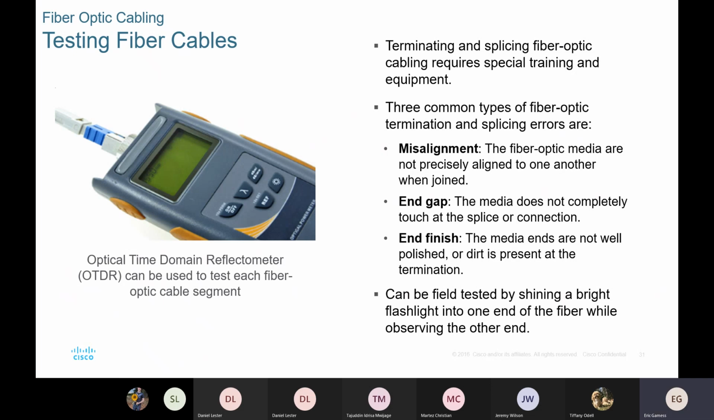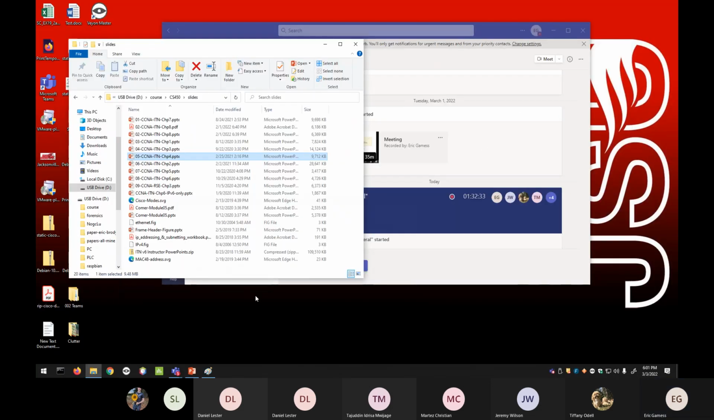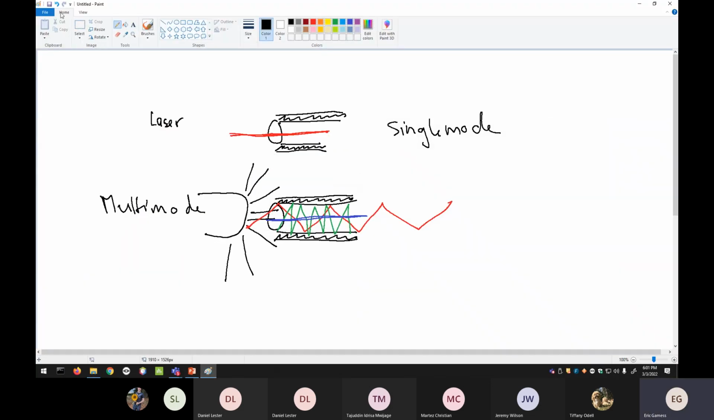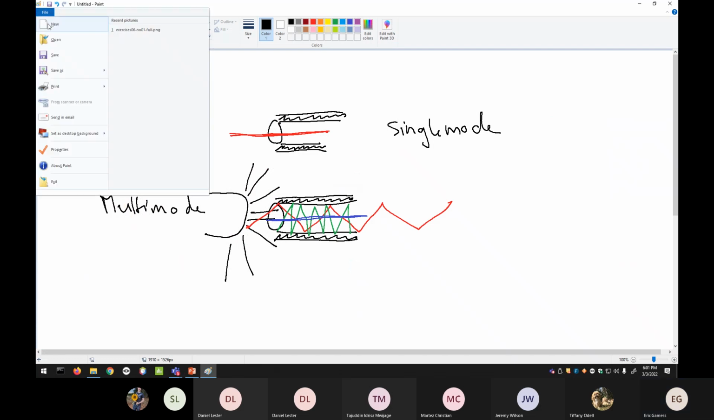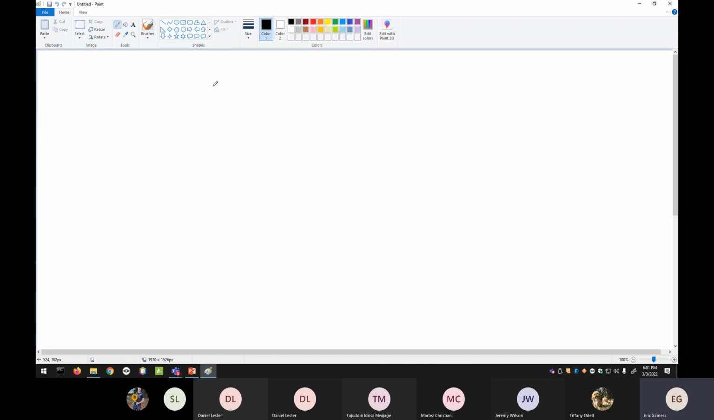So let me show you some problems that we have with fiber optic. When you want to make a connection, look at the problems that you may have, that you don't have with UTP cable. So let's say that I have a fiber optic here.